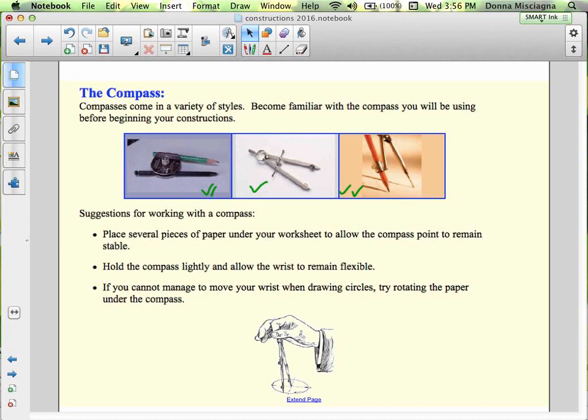I'm going to be doing constructions up on the whiteboard using the smartboard tools. You'll be able to see the steps and my hand won't be in the way. So it'll work out a little bit better than if I were to try to show you with actual tools.